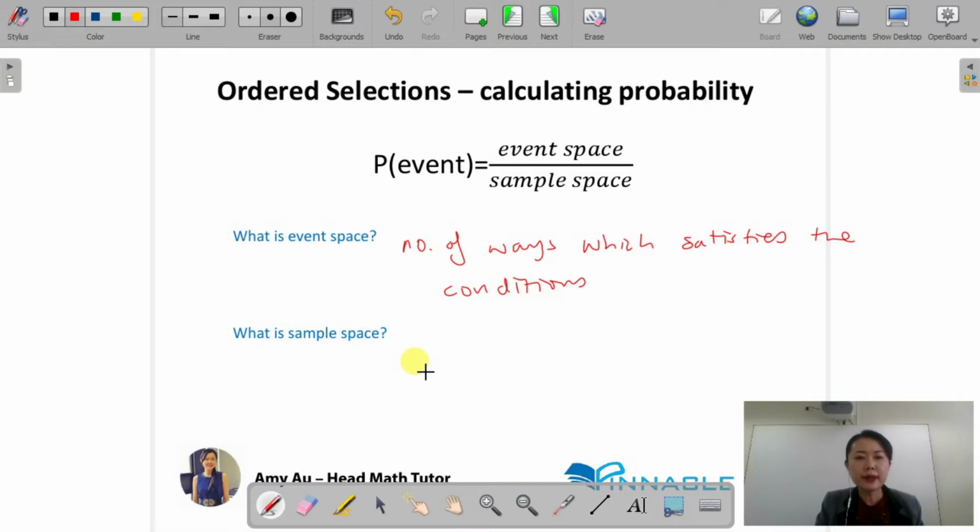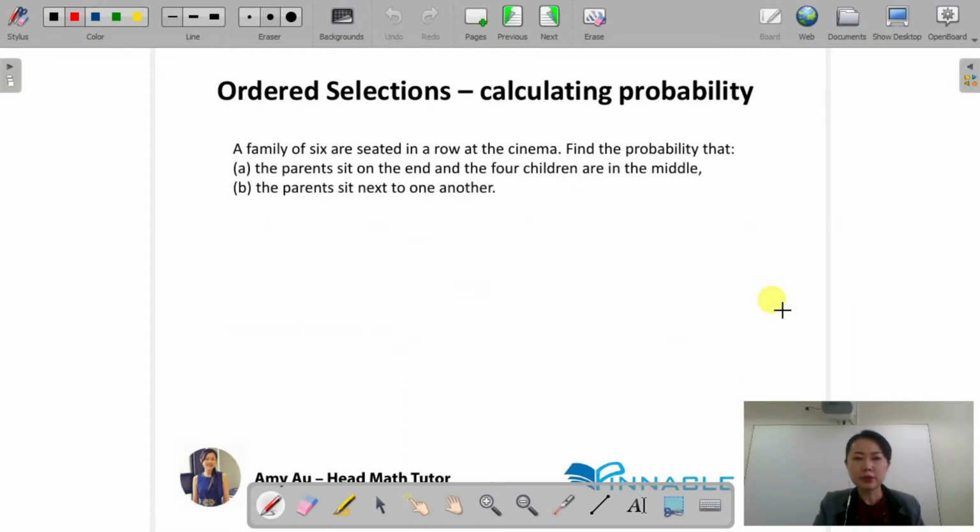And the sample space, how I think about it, is basically performing the same counting but with no restrictions. So number of ways, no restrictions. All right, so that's how I will think about this. In this next example, we've got a family of 6 seated in a row at the cinema. Before we even look at the question, there are 6 people in a row, no restrictions. So the sample space here is arranging 6 people in a row. That's 6 factorial. That's how you calculate the sample space.